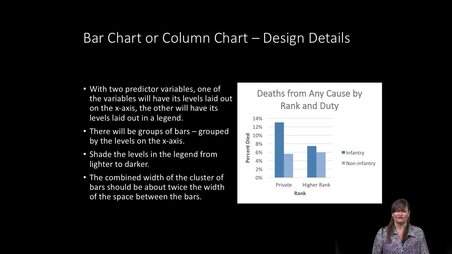When you have two predictor variables, one of the variables will have its levels laid out on the x-axis, and the other will have its levels laid out in the legend. There'll be groups of bars. They'll be grouped by those levels on the x-axis. And so you're going to shade the levels in the legend from lighter to darker as they represent different pieces of information. The combined width of the cluster of bars should be about twice the width of the space between the bars.